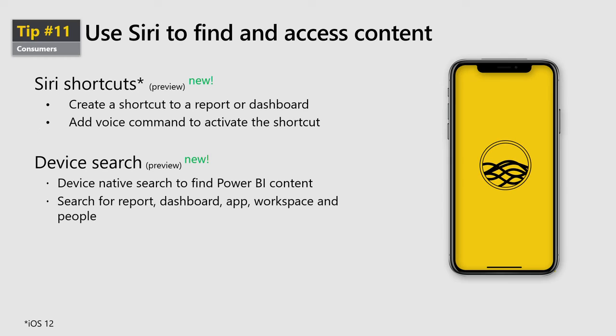The other thing that we did is the device native search. In iOS, it's called Spotlight. So basically, when you search for some content on your device, Power BI now participates in that search and will surface artifacts or items within Power BI that match that search. That can be reports, dashboards, workspaces, apps, and even people who shared items with you. Let's have a look at how it works.